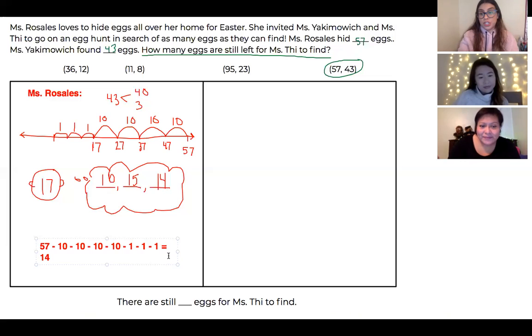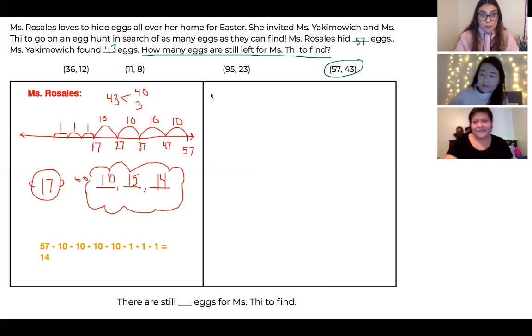And I really appreciate you writing the answer in a complete written sentence. So thank you, Ms. Rosales. So now we have our final strategy. Ms. T will show us what she did to solve the problem.